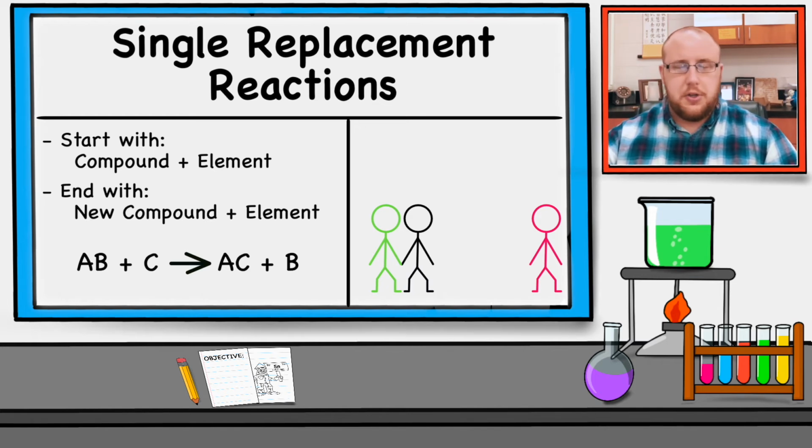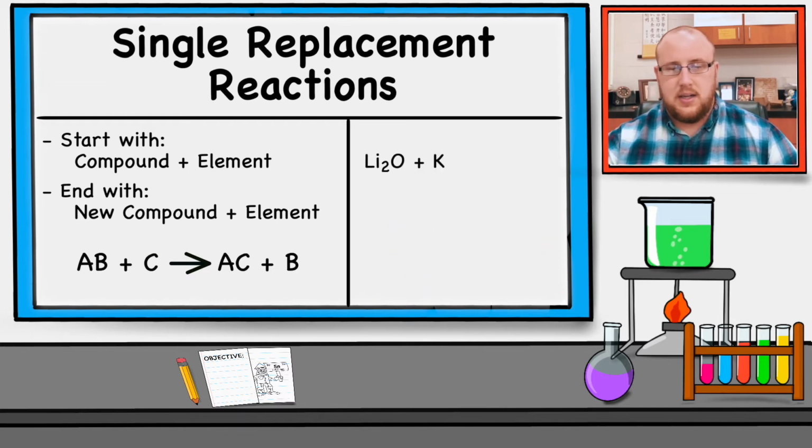With single replacement reactions, though, how do we know what element replaces what portion of the compound? The easiest way to know which element to replace is to look at whichever individual element there is on the reactant side. If it is a nonmetal, then it's going to replace the nonmetal portion of the compound. If it is a metal, it's going to replace the metal portion of a compound. So whatever that individual element is, it's going to have the properties to replace parts of the other compound. So let's take an example of lithium oxide, Li2O, plus potassium.